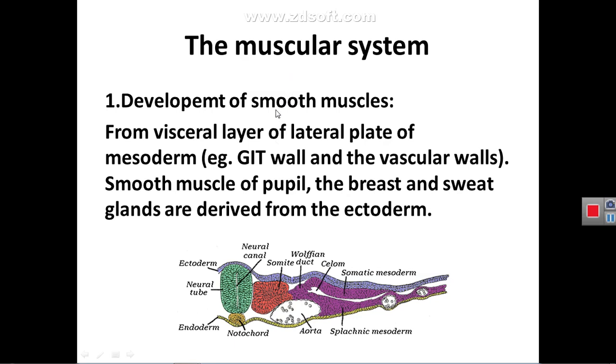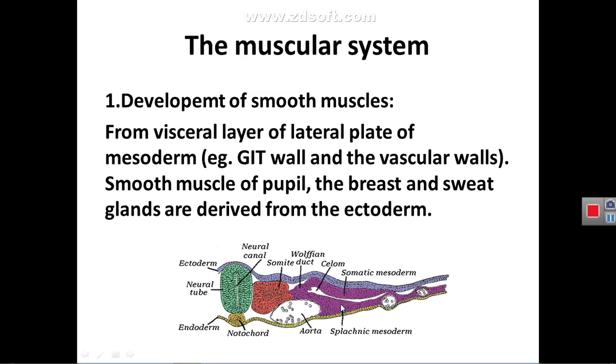The embryology of the muscular system must include embryology of smooth muscle, then embryology of skeletal muscles, then embryology of cardiac muscles. Starting with the smooth muscles, we have to say that all smooth muscles of the body are derived from the visceral layer or splanchnic layer of lateral plate of mesoderm, including the smooth muscles of the stomach and other parts of the GIT, the gastrointestinal system, smooth muscles of the vascular wall, and smooth muscles of the respiratory system.